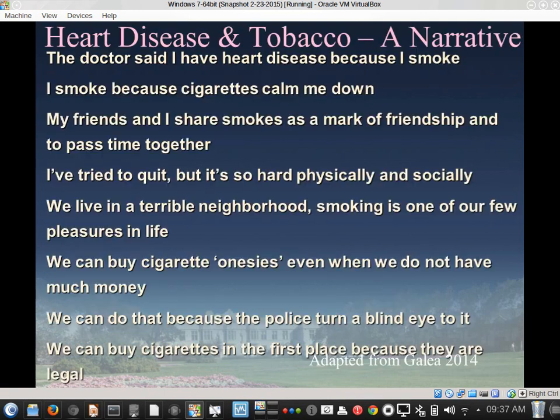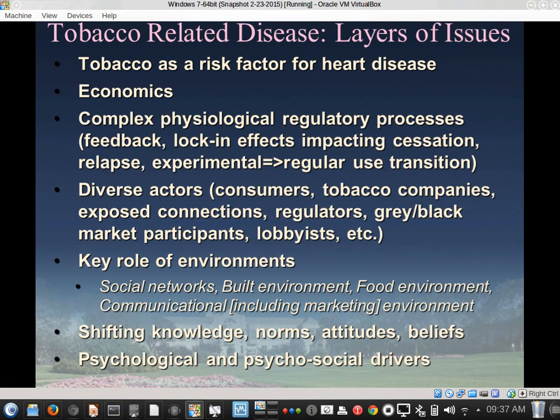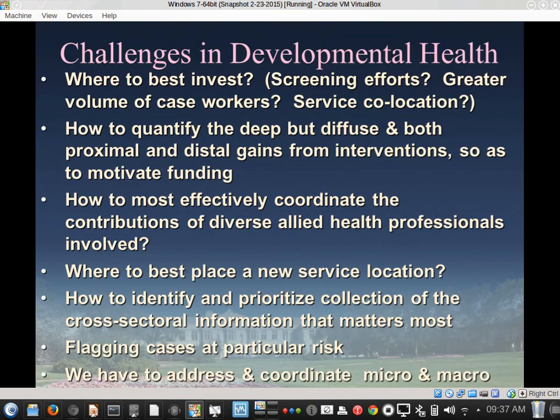Heart disease and tobacco, we could tell the same story, and Sandro Galea has a wonderful sort of rendition of this. And once again, we have this whole set of actors that have a role. And in developmental health areas having to do with childhood development, there's very big challenges that confront us with a similar set of entangled relationships.